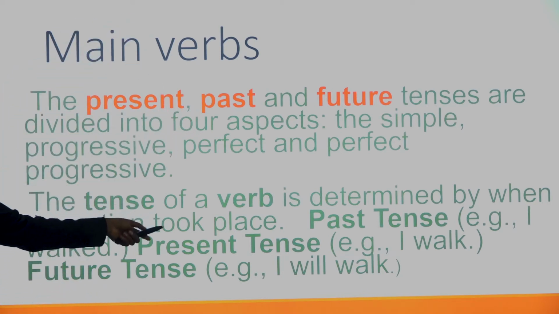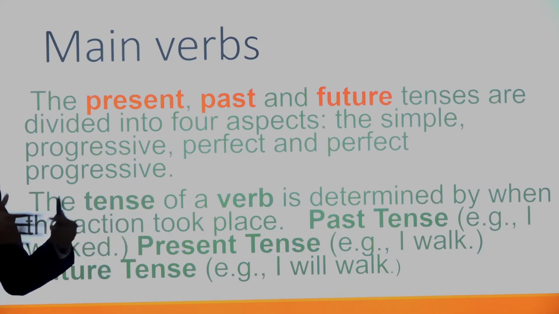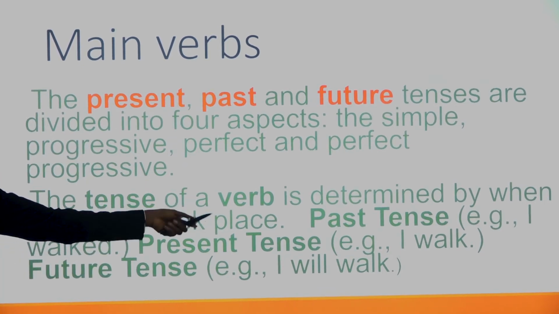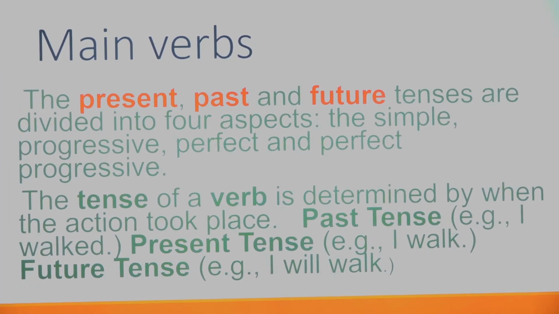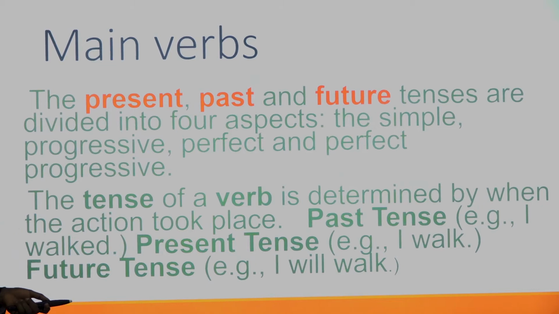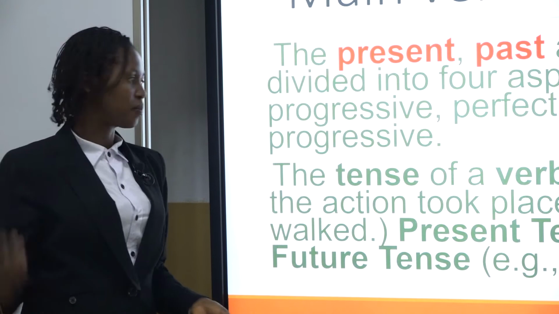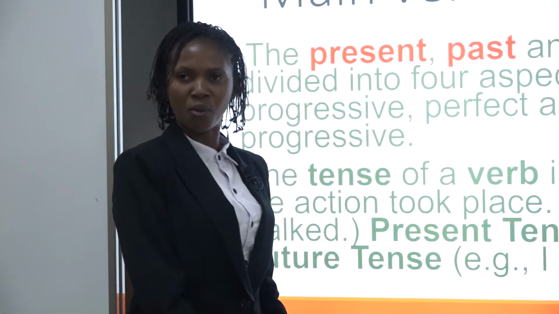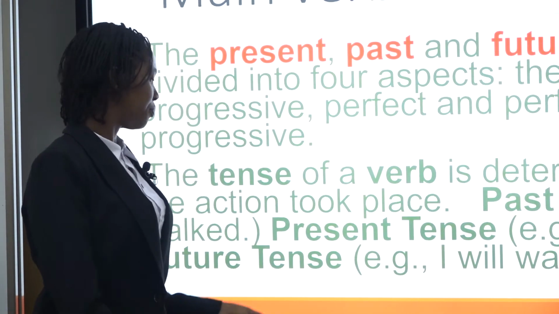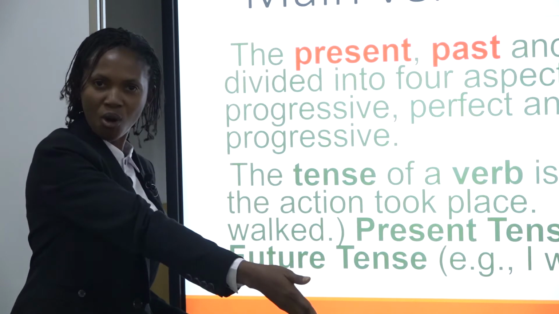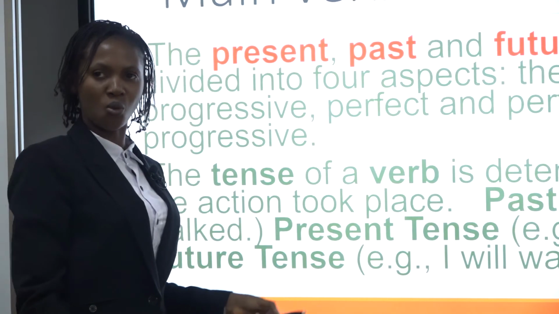The tense of a verb is determined by when the action took place. For instance, past tense: I walked means I walked in the past. The ed shows the action has been completed. Present tense: I walk, I walk presently. Then future tense: I will walk, meaning that I'm still preparing to walk.